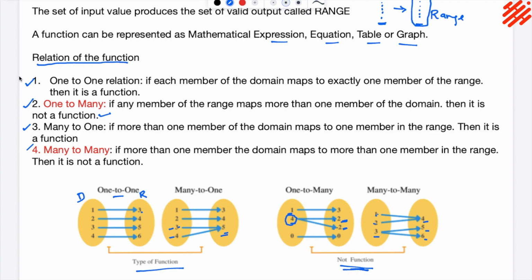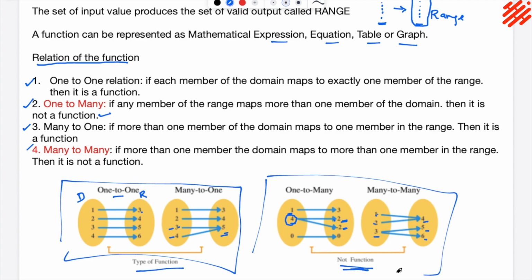So these are the four types of relation: one-to-one, many-to-one, one-to-many, and many-to-many. One-to-one and many-to-one are functions. The other two relations are not functions.